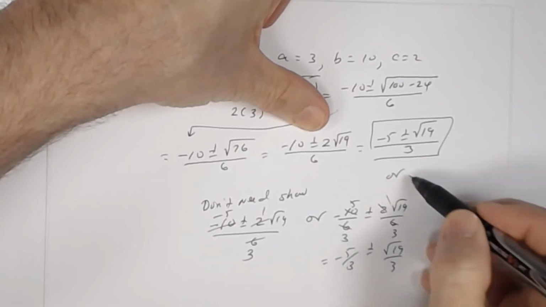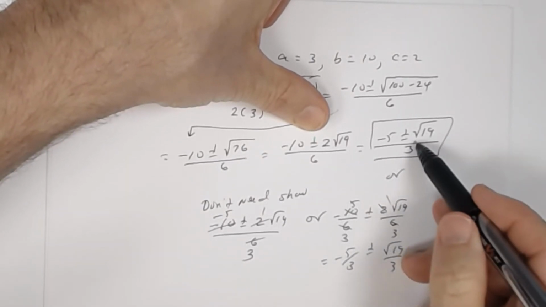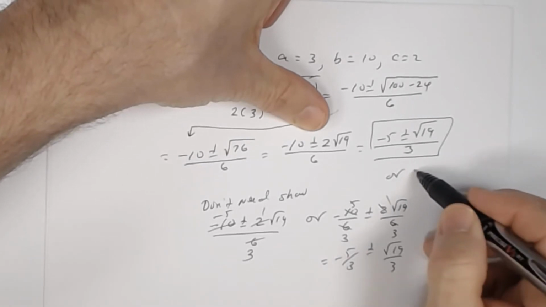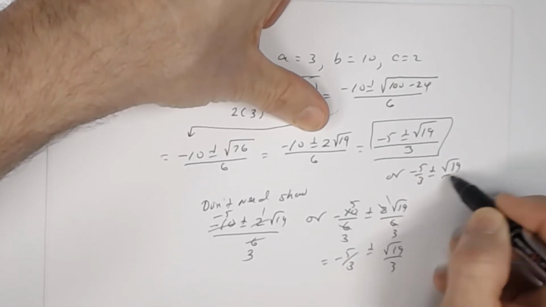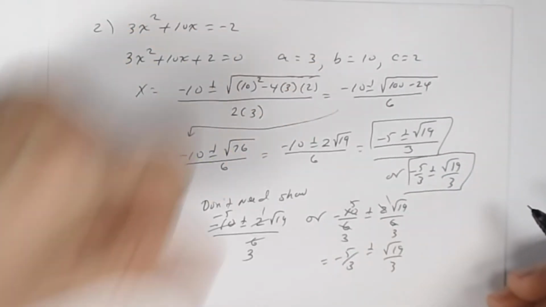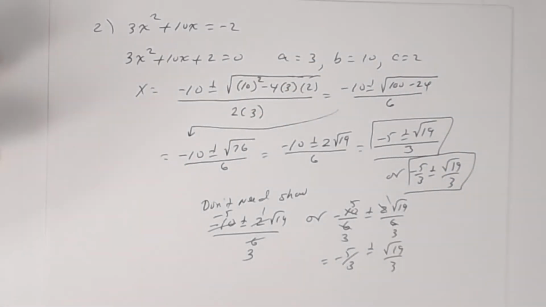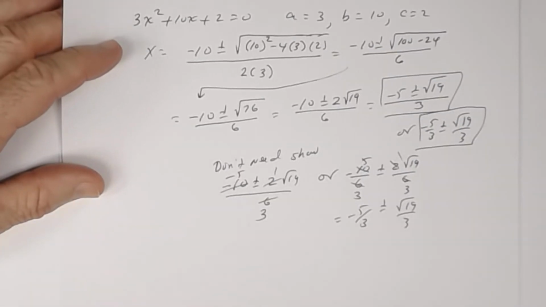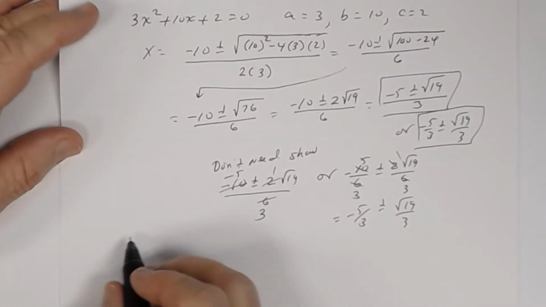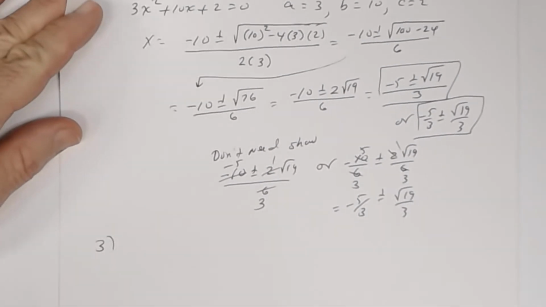All right, so either one of those is fine. So negative 5/3 plus or minus the square root of 19 over 3. They mean the same thing. Okay? So that was number 2. Let's look at number 3. We'll put number 3 here.